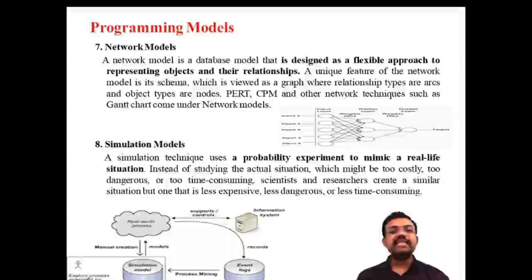It is designed as a flexible approach to representing objects and their relationships. The construction comes in a network format. If you look at this diagram, it is constructed in the network format. So there is an event and an activity: this represents the event, and the arrow represents an activity. The model is known as a network model, designed as a flexible approach for representing certain relationships. That is the network model.